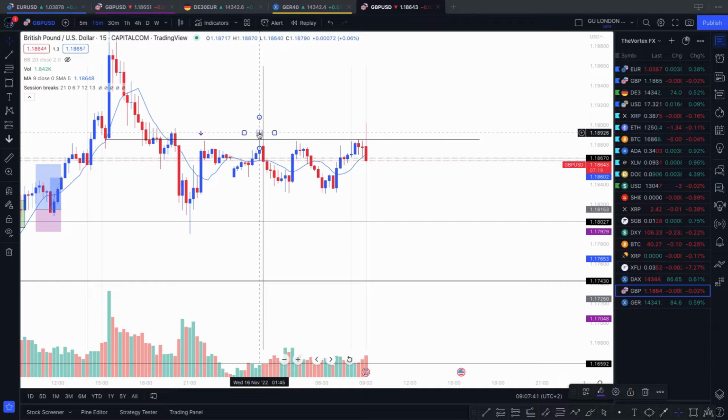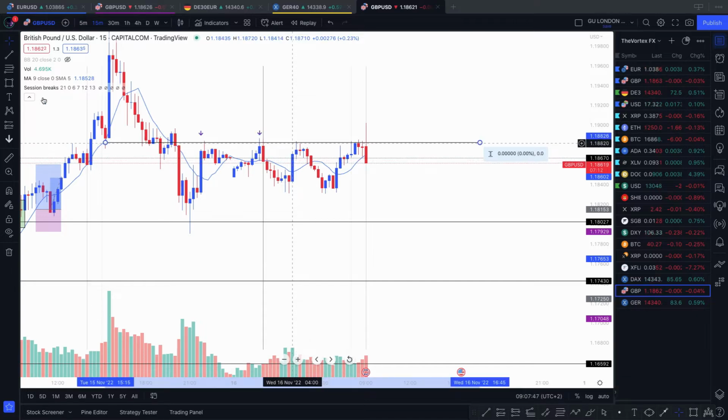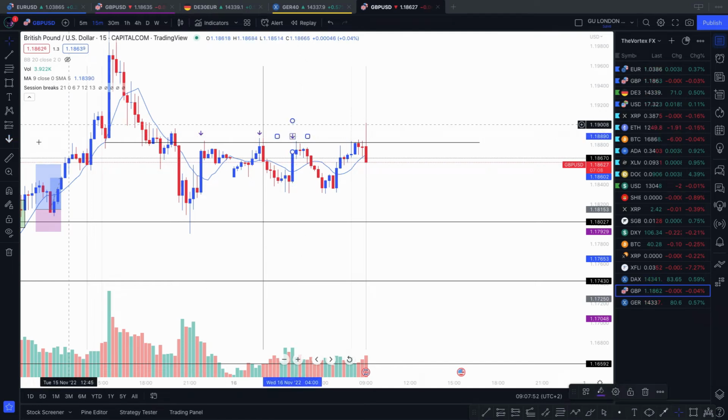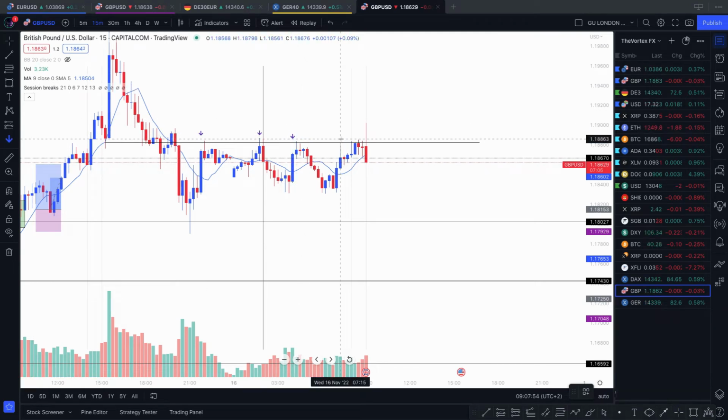Check that out. There's an arrow pointing downwards. Resistance, resistance. We can bring this line just a little bit down because we can see that price tried to break through this price point multiple times. And one more here, and another one here.